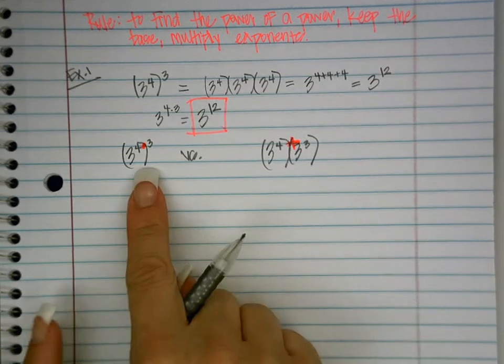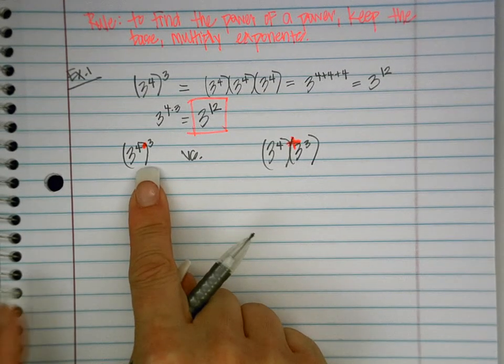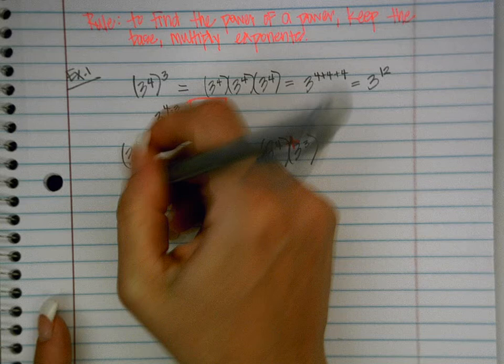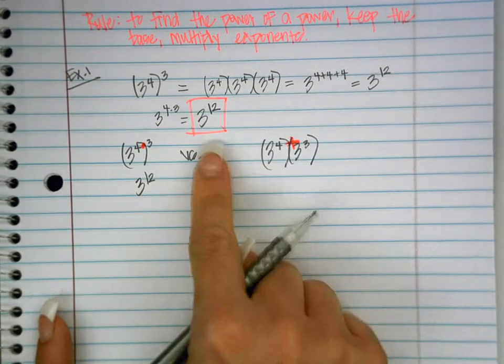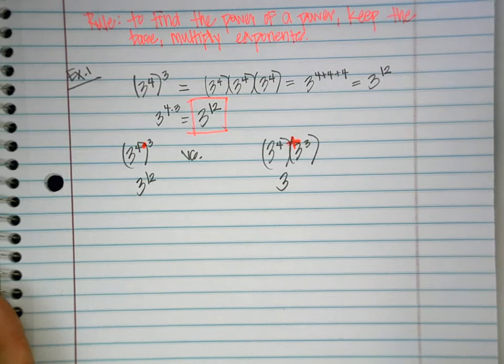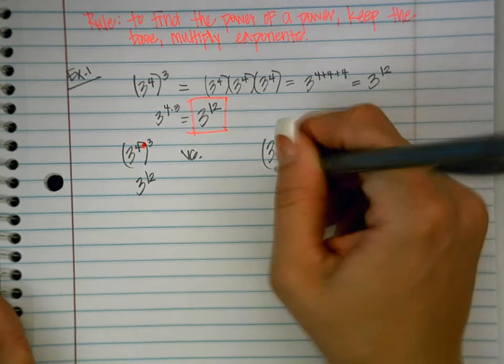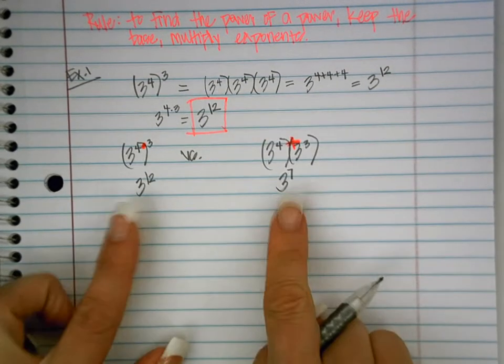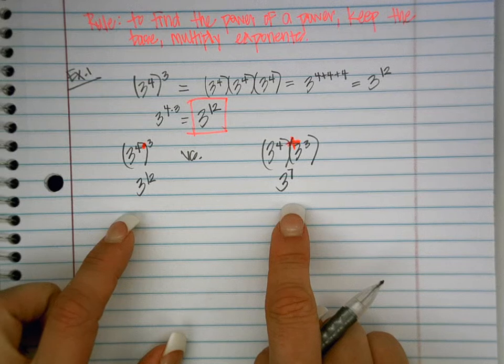Okay, so here, what would be your answer if I had 3 to the 4th raised to the 3rd power? 3 to the 12th. And we know that because I just showed you the long way and we did it. And what would this answer be? 3 to the what? 7th. Okay, so make sure you know the difference between those because it's pretty important.